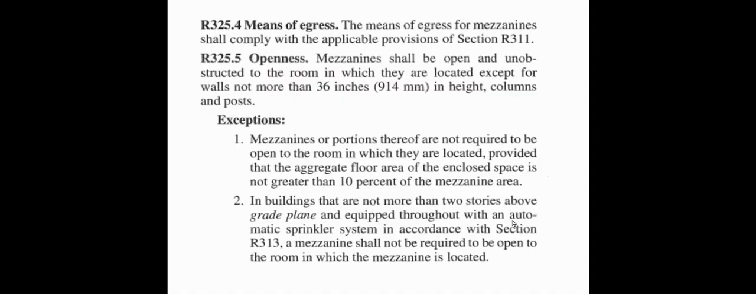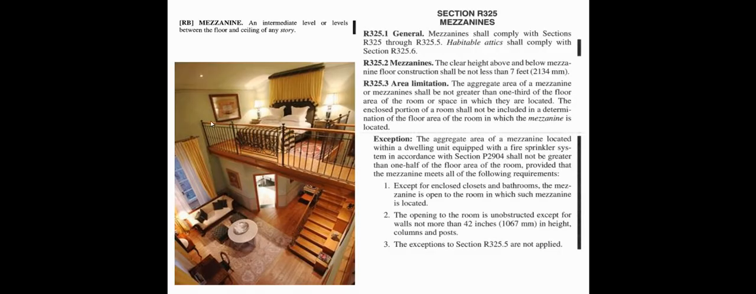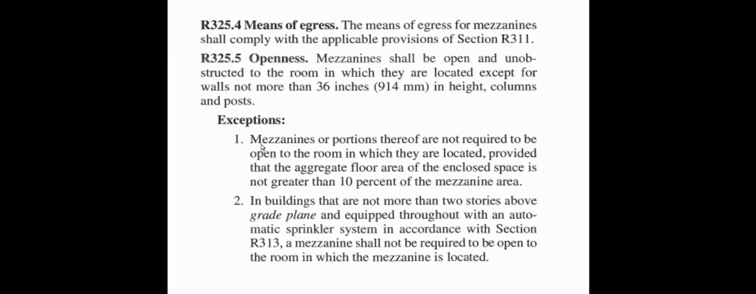Now, you've got to have an openness here. 325.5 is openness. A mezzanine shall be open and unobstructed to the room below, except for walls not more than 36 inches in height. Basically, you can put a rail on the mezzanine. Here's your rail. You'd put a wall there if you wanted to, but you put a rail there, okay? Mezzanines and portions are not required to be open to the room in which they're located. Basically, if you can enclose 10% of the floor area of the mezzanine. We're going to talk about this.